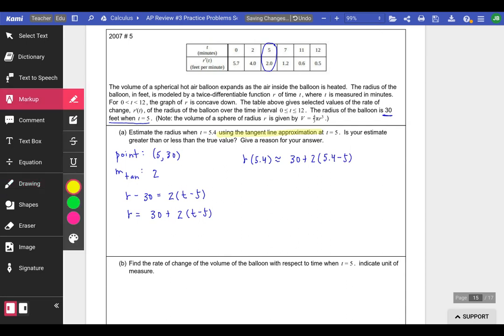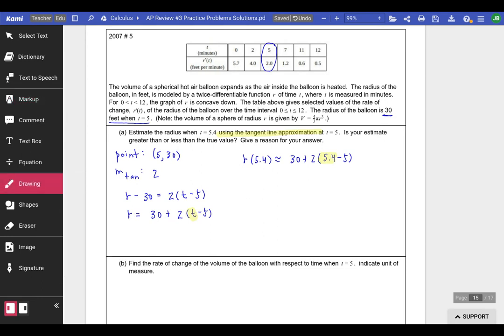So all I was doing there was, for my t, I was just substituting in the 5.4. So now we can simplify that. We get 30 plus 2 times 0.4, which is just going to be 30.8. And the units on the radius is measured in feet. So now there's our approximation: 30.8 feet.